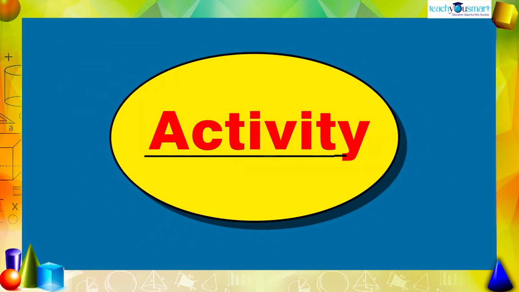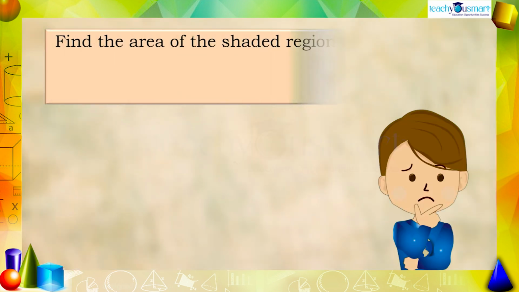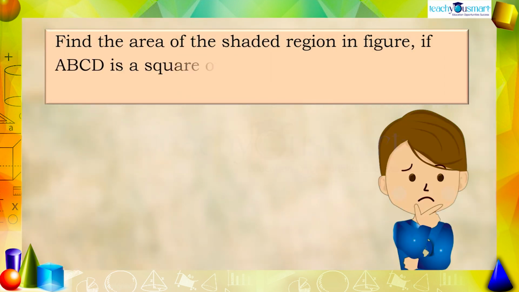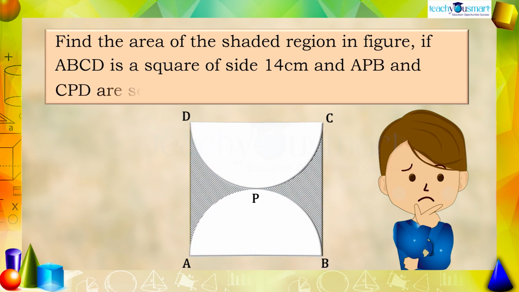Before winding up, let's check how much you understood by doing an activity. Find the area of the shaded region in the figure if ABCD is a square of side 14 centimeters, and APB and CPD are semicircles.